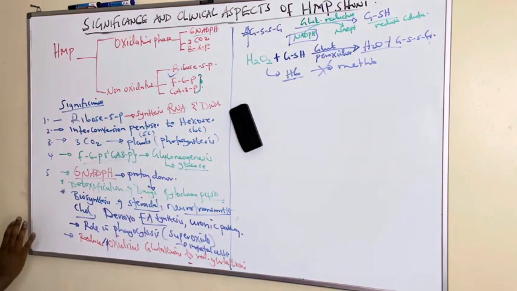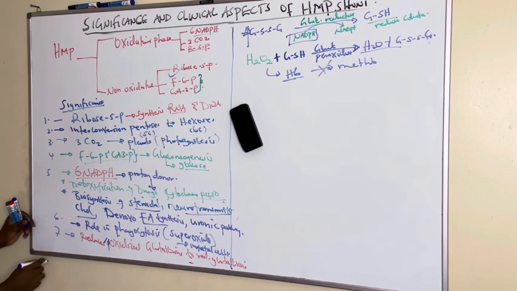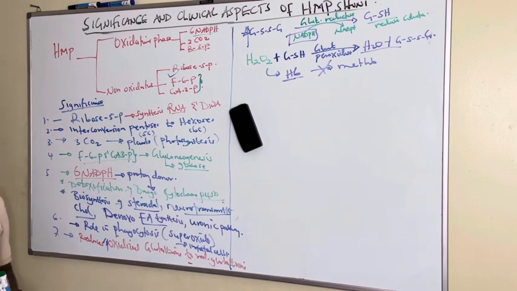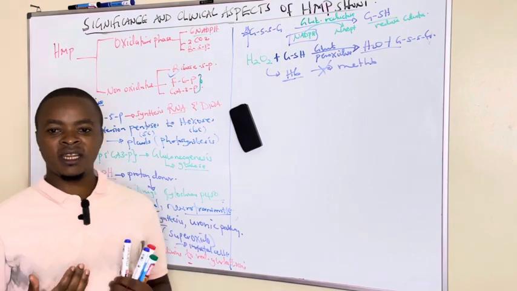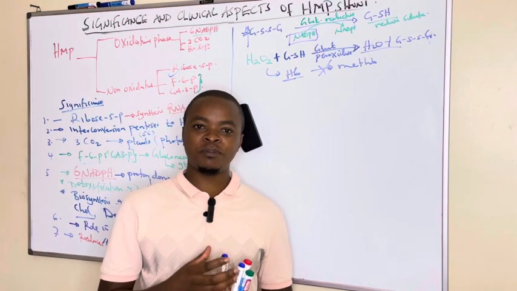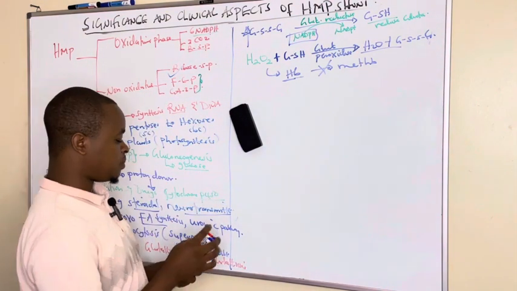So this is the last point we can talk about. 5, 6, and 7, but we have seen number 5 has many points. So after seeing the significance of this pathway, the last part we can look at is the clinical aspect.